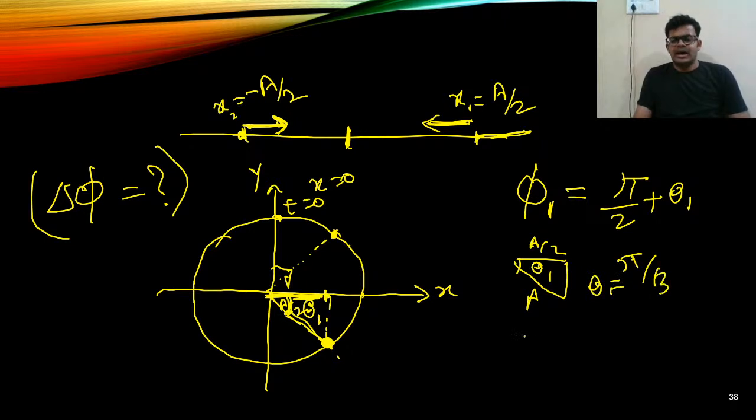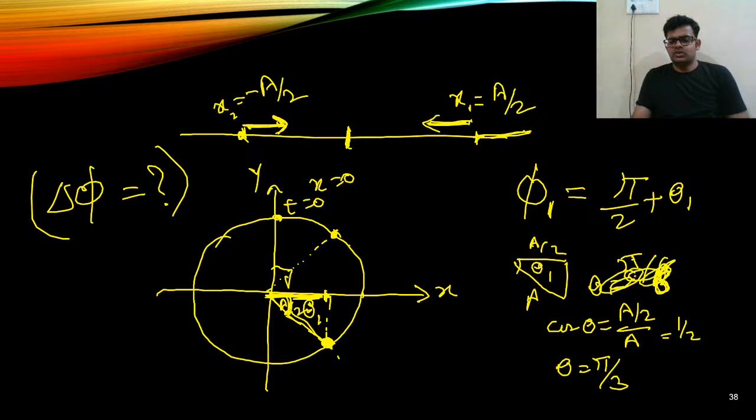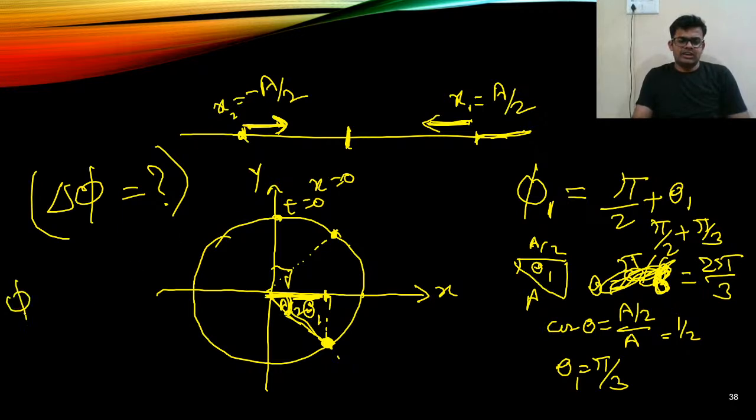How did I get it? Sorry. You can write this 30 degree and 30 degree. How will you get it? Cos theta will be equal to base by hypotenuse, a by 2 divided by a. So directly you will get 1 by 2. So cos theta is 1 by 2 for theta equals pi by 3. Sorry, this is pi by 3 only, correct? So theta 1 you are getting pi by 3. So let us write here: pi by 2 plus pi by 3. If I take its LCM, you will get 2 pi by 3. So for the first position, phi 1 you are getting 2 pi by 3.